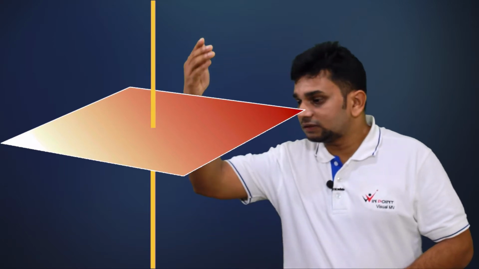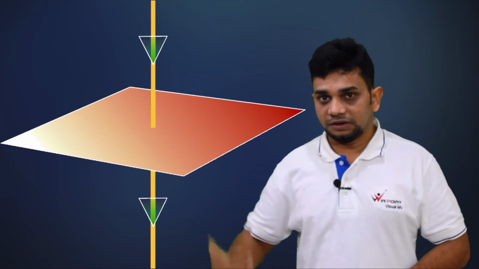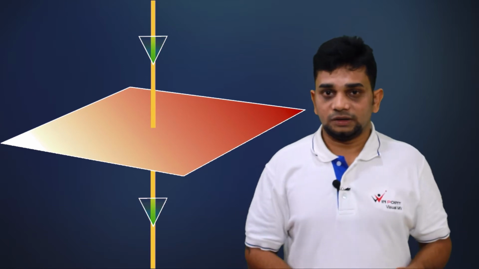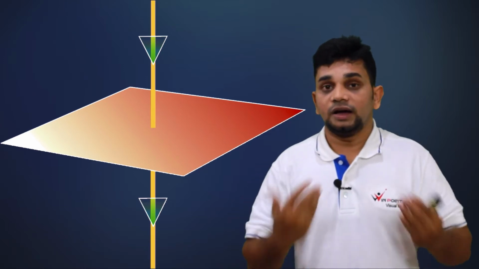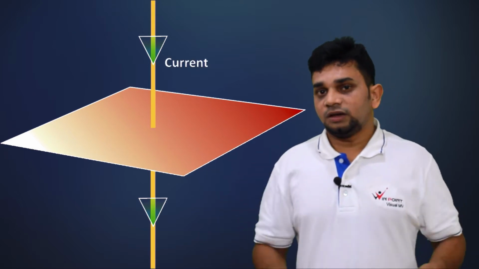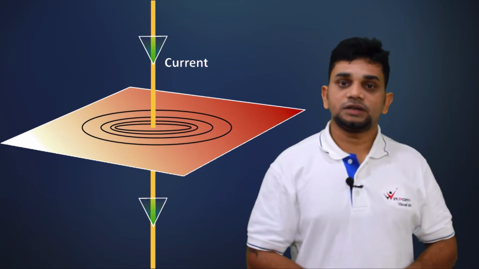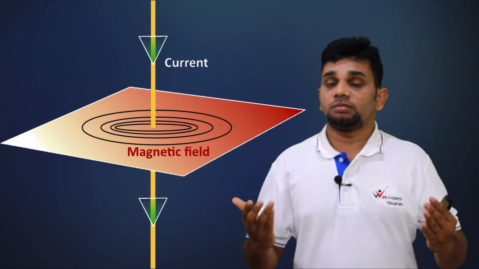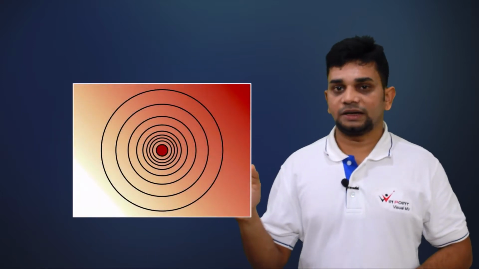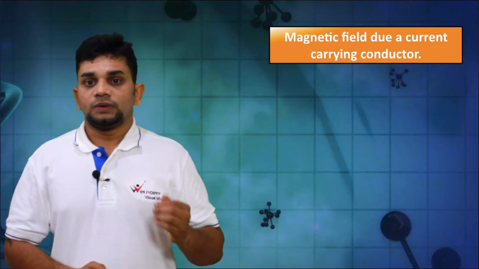When electricity is passing through this conductor, there will be production of magnetic field. And because of this magnetic field, the iron powder will get arranged in circular shape. We can conclude that the magnetic field around a conductor is in circular shape. A current carrying conductor will produce a magnetic field, and that magnetic field will be in the shape of concentric circles like this. Magnetic field due to a current carrying conductor.